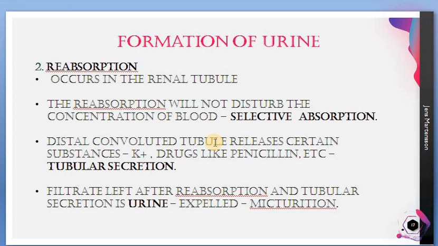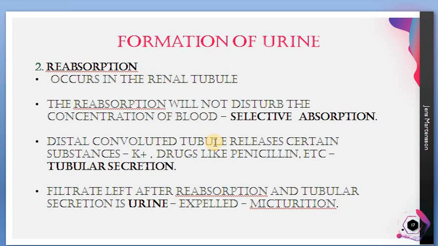Okay, so the substances this distal convoluted tubule is secreting are potassium ions and some drugs like penicillin, antibiotics especially. Penicillin is the best known example. That process is known as tubular secretion. So reabsorption totally occurs in the kidney tubules.